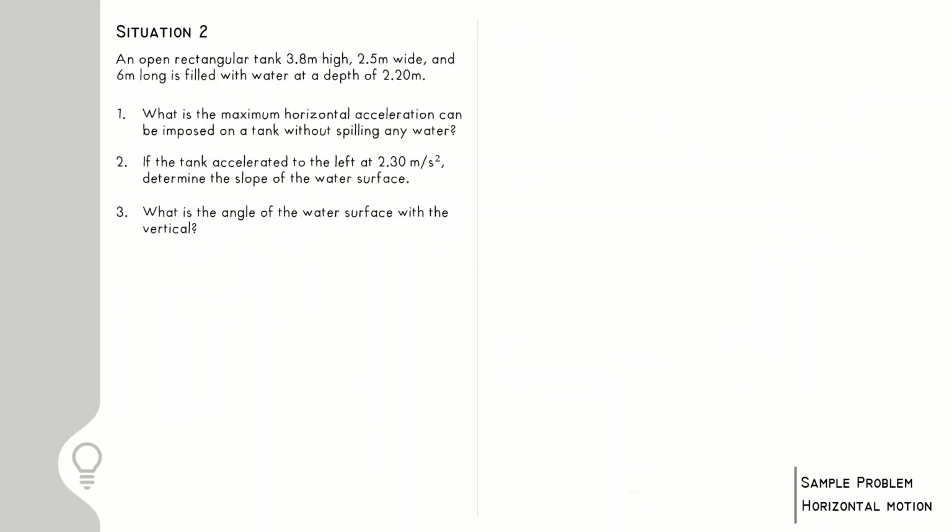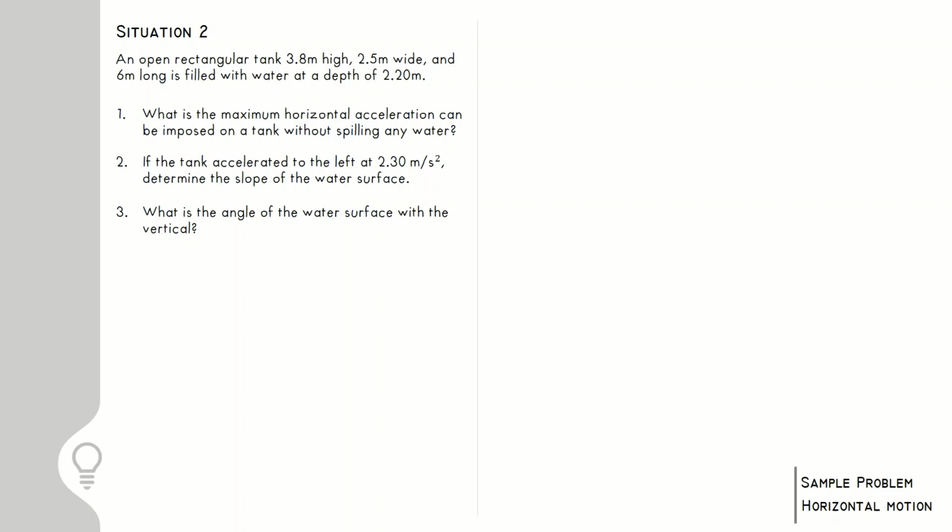In our second example, we have an open rectangular tank, 3.5 meters high, 2.5 meters wide, and 6 meters long, filled with water at a depth of 2.20 meters. What is the maximum horizontal acceleration that can be imposed on the tank without spilling any water?